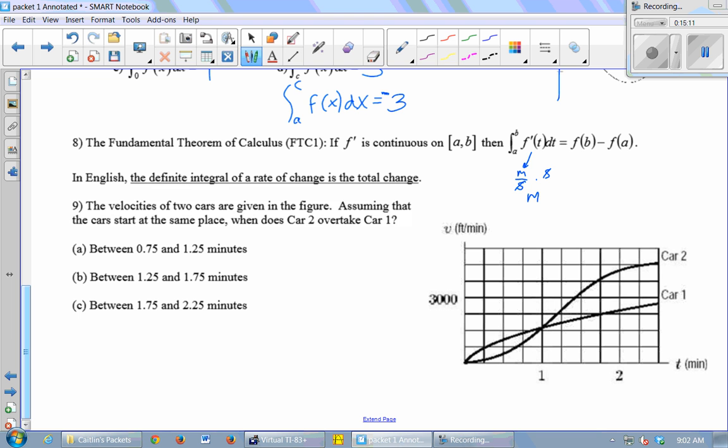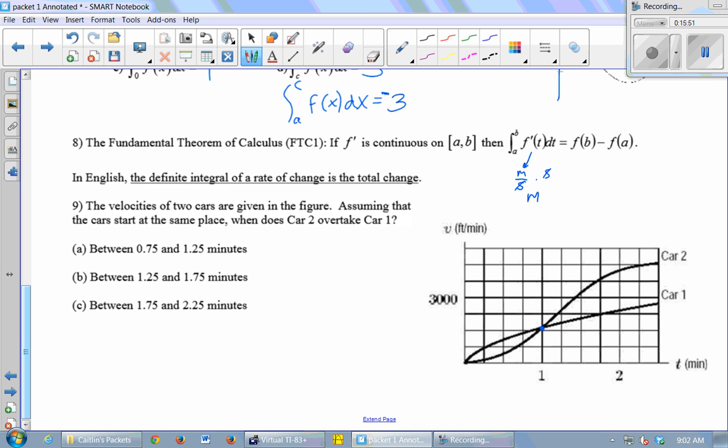All right, so I have the velocities of two cars. These are their speeds. Assuming that the cars start in the same spot, you can see that car 1 starts out going much faster than car 2. At 1 second, they're going the exact same speed. Can we figure out when car 2 overtakes car 1, when it catches up? Or that is, when they have traveled the same distance? Yeah, we got to figure out at what point the areas under the curves are equal.